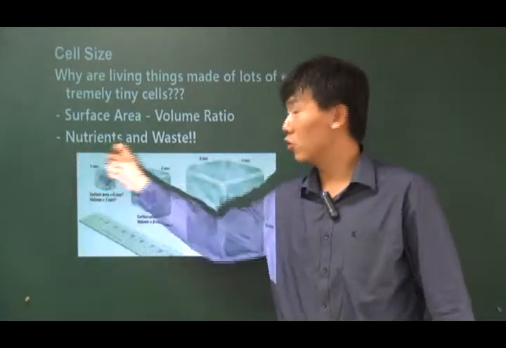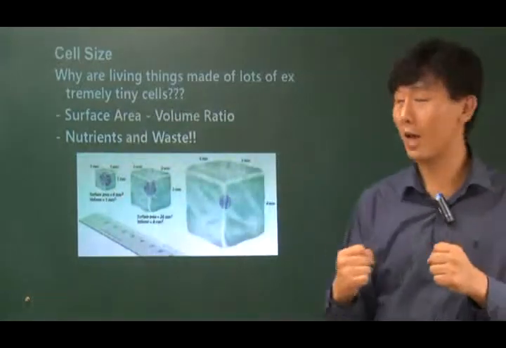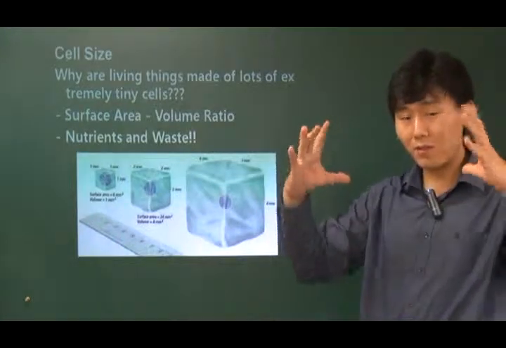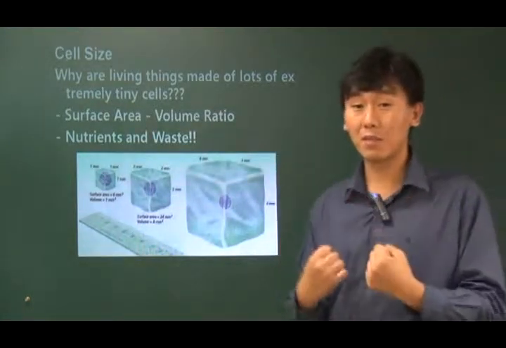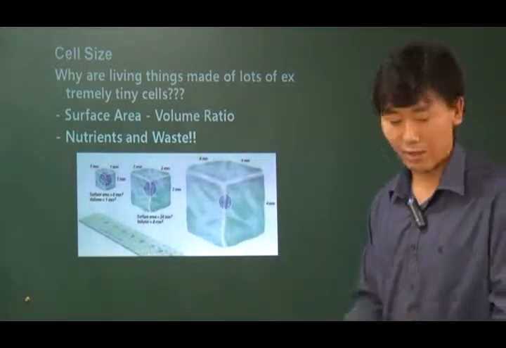So the main thing is the nutrients and waste. Because the cells take in nutrients from the outside, and then they have to export waste to the outside. If the volume is too big and the surface area isn't enough, they can't supplement themselves with enough nutrients, and they can't get rid of their waste properly.